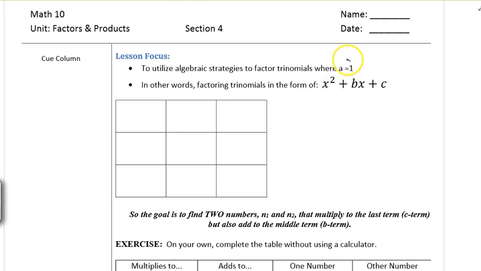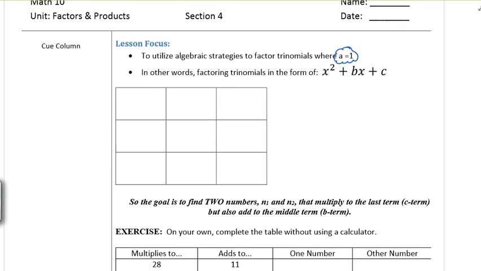So today we're going to be factoring trinomials in a special form, in that the coefficient of the x squared is going to equal 1. When this is the case, these are easy peasy to factor. But before I show you the rule, I'm going to attempt to show you why the rule is what it is.